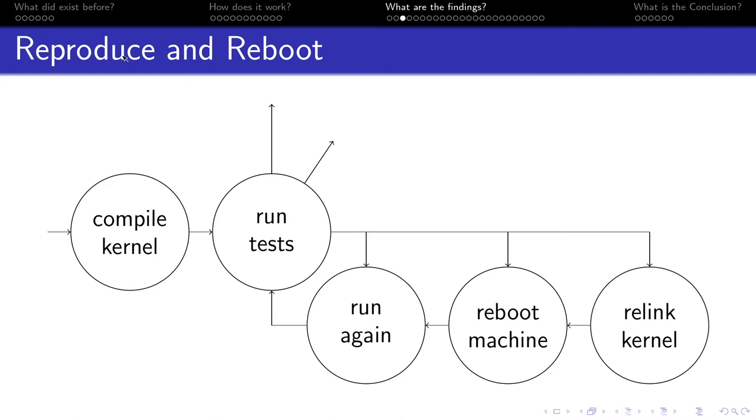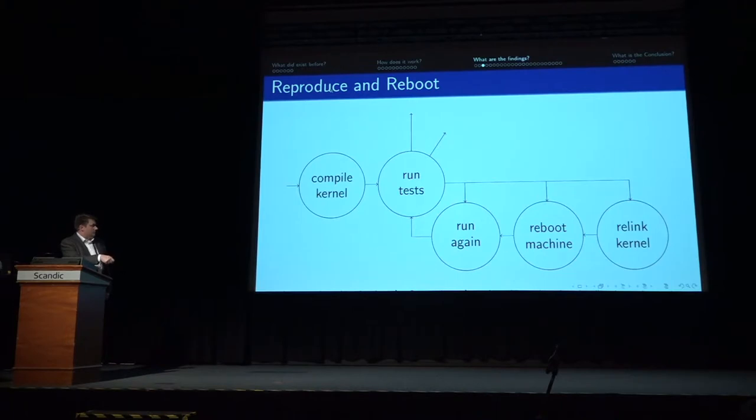And what I can do is run the test multiple times, so I compile the kernel, run the tests, and then I can either just run them again, I can reboot the machine and run them again, or I can relink the kernel. In OpenBSD, we relink the kernel at every reboot to make a random kernel image to make it harder to do attacks on the OpenBSD kernel. It's address space randomization. And it's done automatically at every reboot in OpenBSD. And before starting that, I just disabled it, because when I reboot and it starts relinking, it affects my measurements.